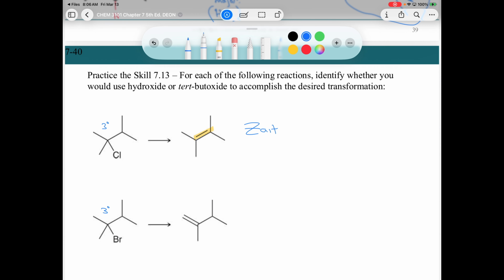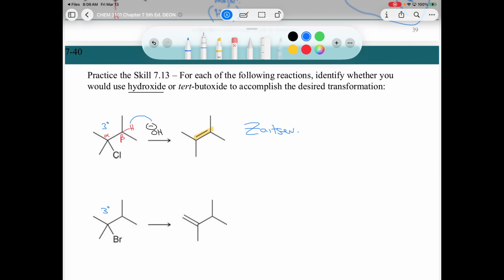So Zaitsev, all right. And to form the Zaitsev product, what would we want to use? A hindered base or an unhindered base? Unhindered base, right? So we would use something like, it's saying here hydroxide or tert-butoxide. We'll just say we would prefer hydroxide in this specific case. If you want to draw a mechanism, you could say, well, this is my alpha carbon. This is the beta carbon from which I am abstracting the proton.